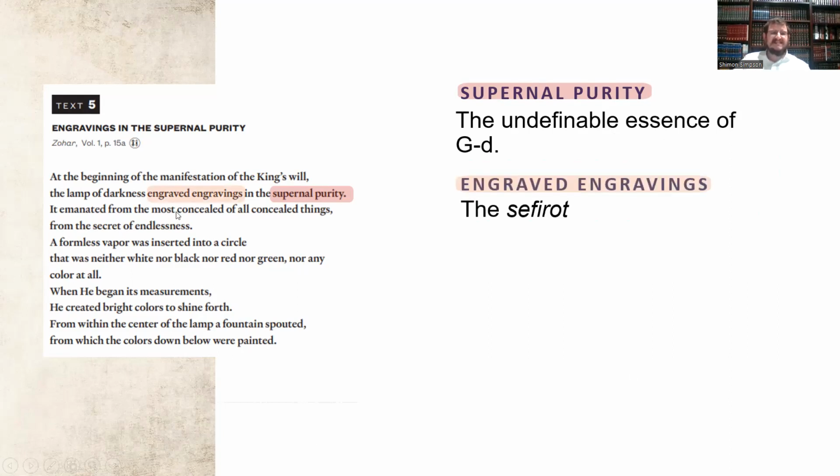And then we said that this lamp of darkness, which we'll get to in a minute, engraved engravings. What does it mean, engraved engravings? Engraved engravings means this idea of forming something outside of it. In other words, it forms a divine relationship from within the supernal reality, the supernal purity.